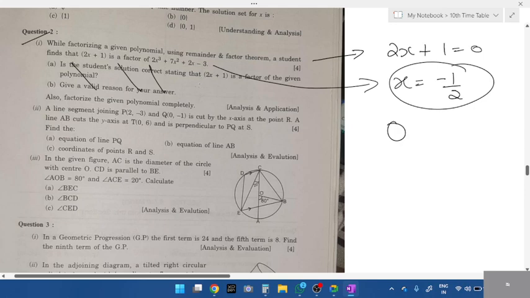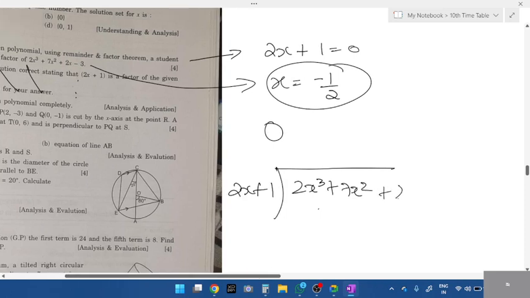I'll tell you how to write the statement. After that, use long division method. See, for long division, take the question 2x plus 1, 2x cube plus 7x square, plus 2x minus 3. This is long division method.